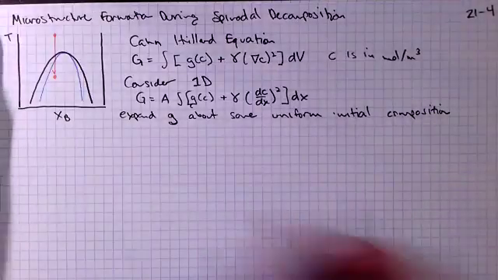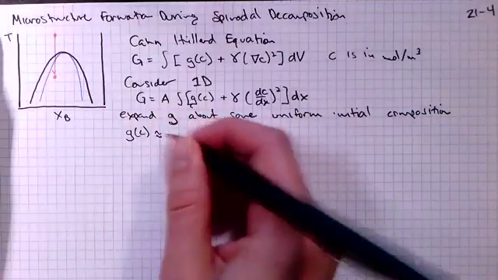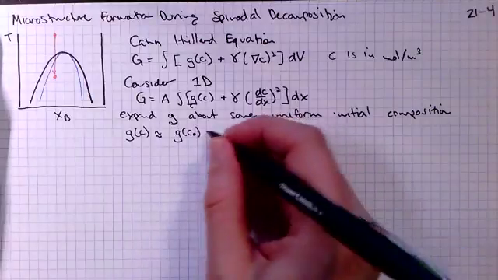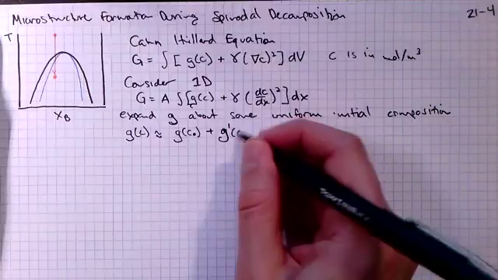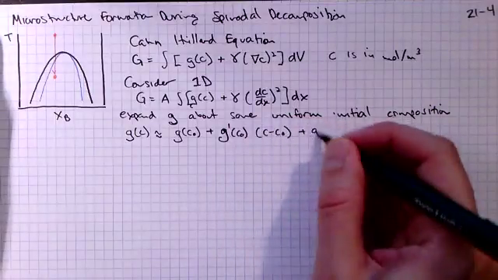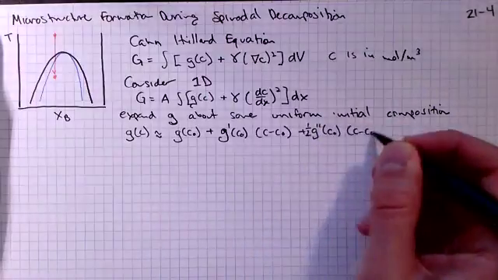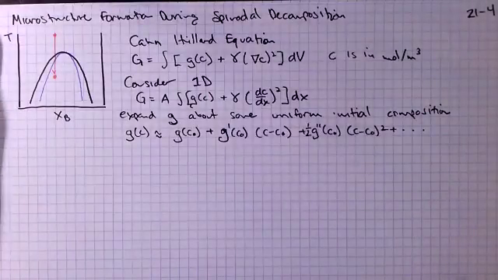right? Then we can think about G(C) as being approximated by G(C0) plus the first derivative of G evaluated at C0 times (C minus C0) plus the second derivative, so 1/2 G'' at C0, (C minus C0) squared, right? So that would be a standard Taylor expansion around C0.